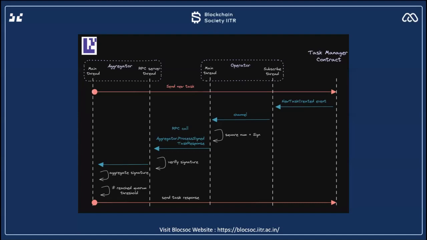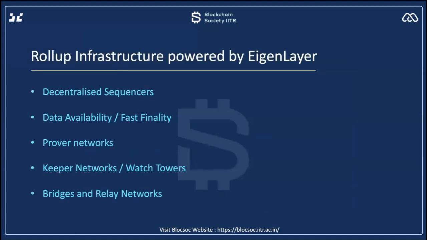There could be multiple AVS designs. So now let's look at the different AVSs that can be built on EigenLayer and how they can help roll up infrastructure. The first thing that comes to mind is decentralizing sequencers, right? The sequencer is supposed to batch transactions. So instead of having a single node run it, you have multiple operators that do these transactions. And if any operator is acting maliciously, then you can just slash them.